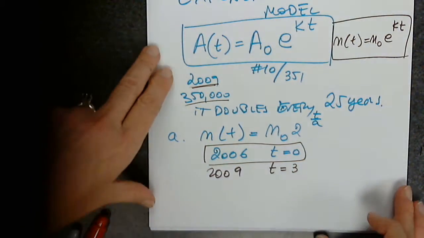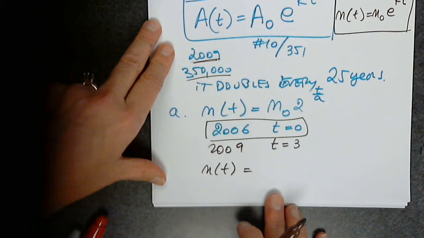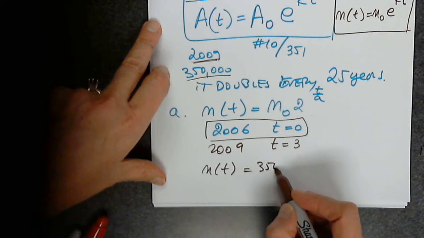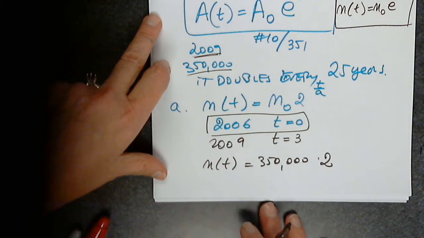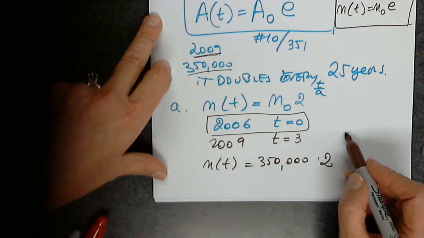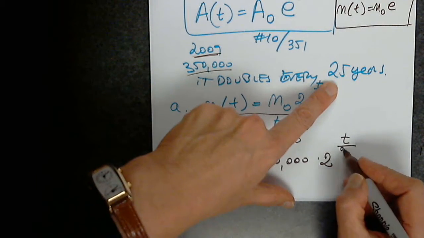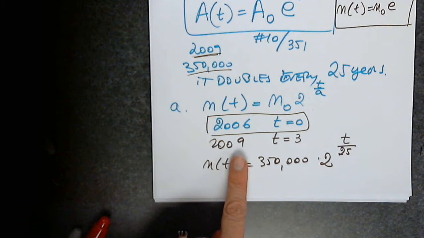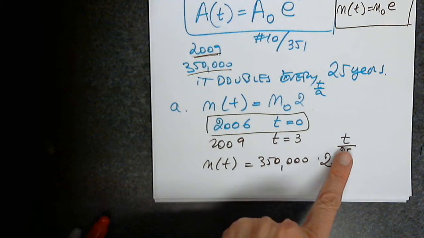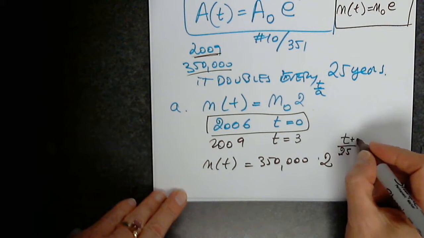Okay, so then N of t equals N0, which is 350,000, times 2 to the t over 25, because it doubles every 25 years. So N0 would be 350,000, and then t will be t plus 3.